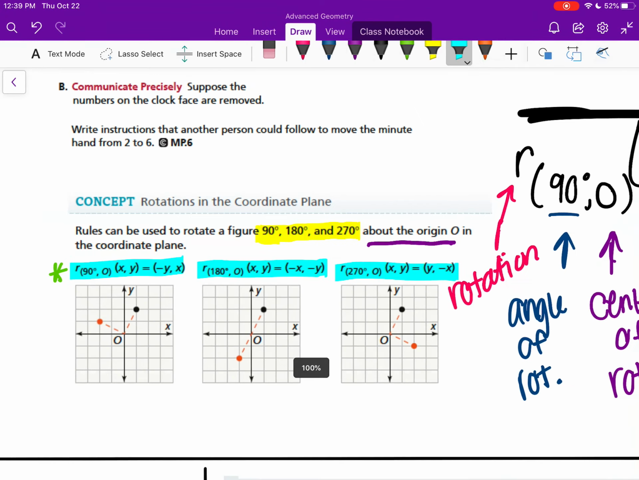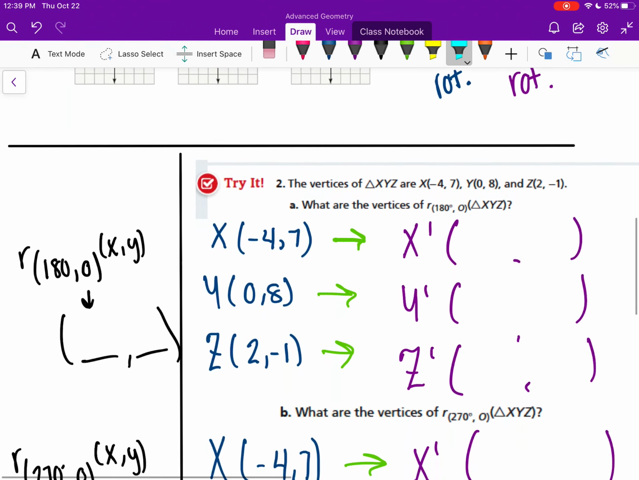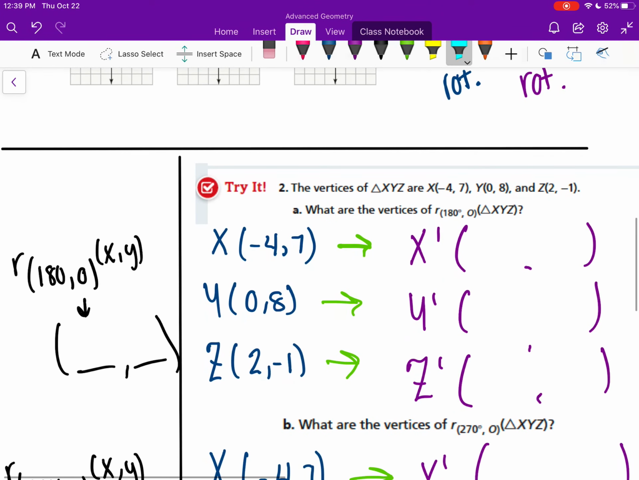All right, we're going to skip example 1. We're going to go straight to example 2 and put this into practice. Example 2 tells us the vertices of triangle XYZ are, and it lists them out. I've listed them in a column because that helps me see them better. And it asks, what are the vertices if we rotate 180 degrees around the origin of triangle XYZ?